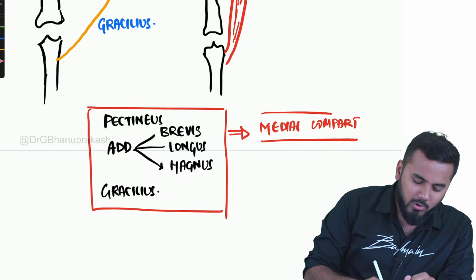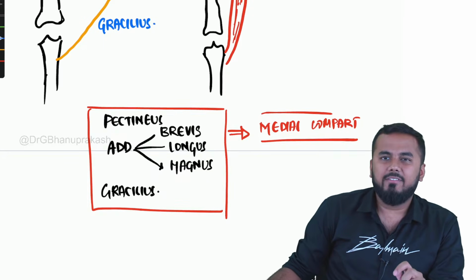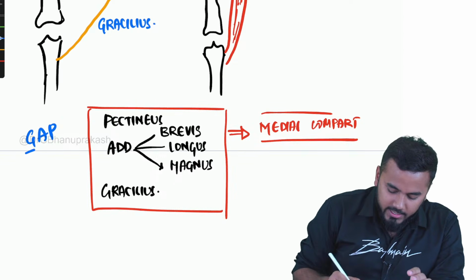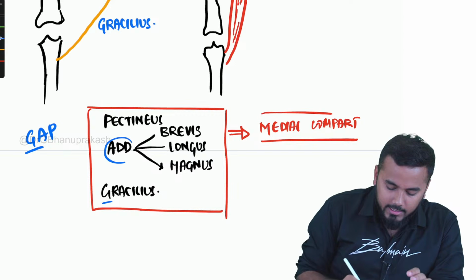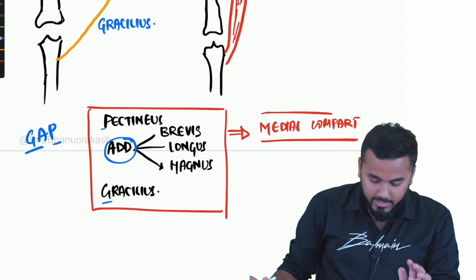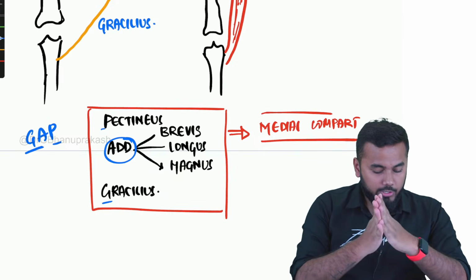Sir, how can I remember all these muscles? It is really very difficult. Simple thing, guys. Remember it as GAP. G for gracilis, A for all adductors, P for pectineus. If you remember it that way, that would be fine. Did you understand?